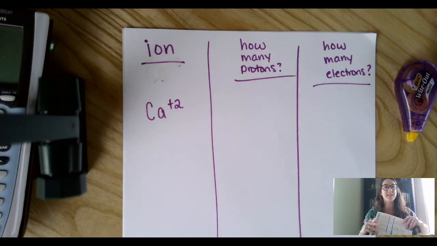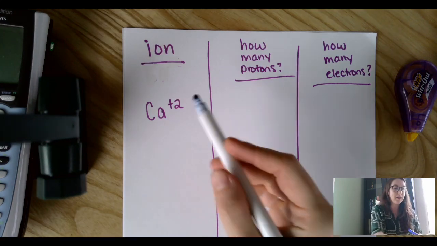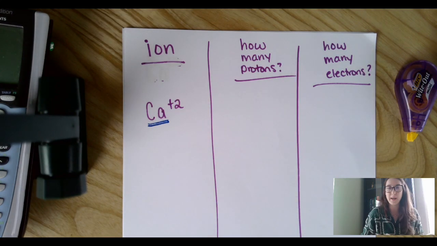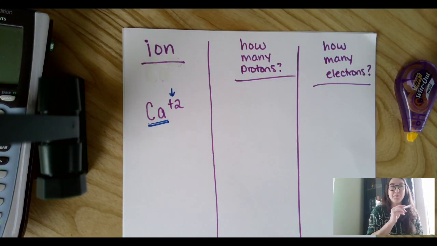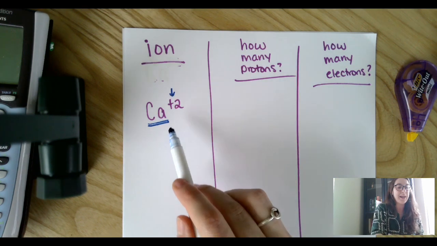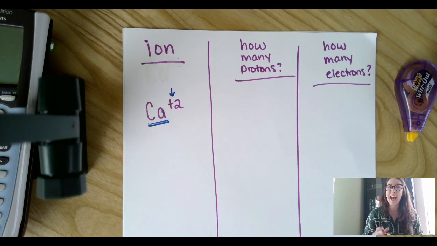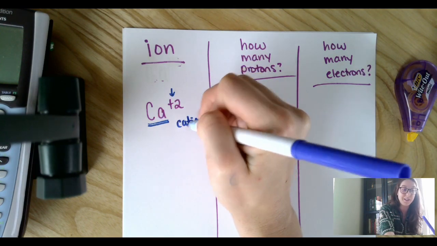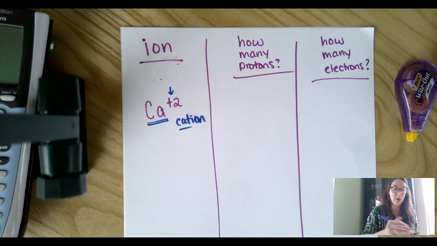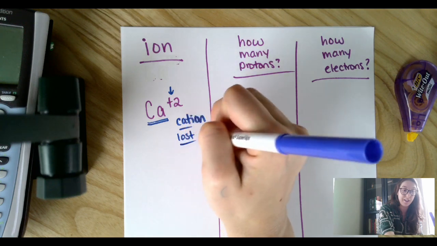So let's look at Ca2+. The first thing I want to talk about, Ca, this is standing for calcium. And the +2 is telling me that this is an ion, okay? That means the protons do not equal the number of electrons, okay? So calcium plus 2. Is this a cation or is it an anion? It's a cation because it's positively charged, right? It's a positive charge. So that means that this lost electrons.